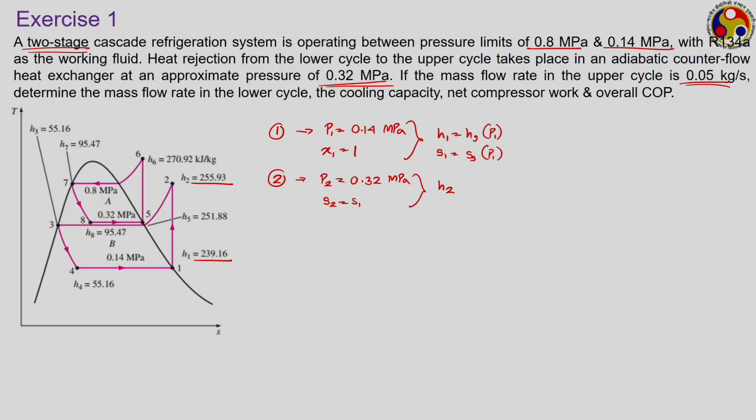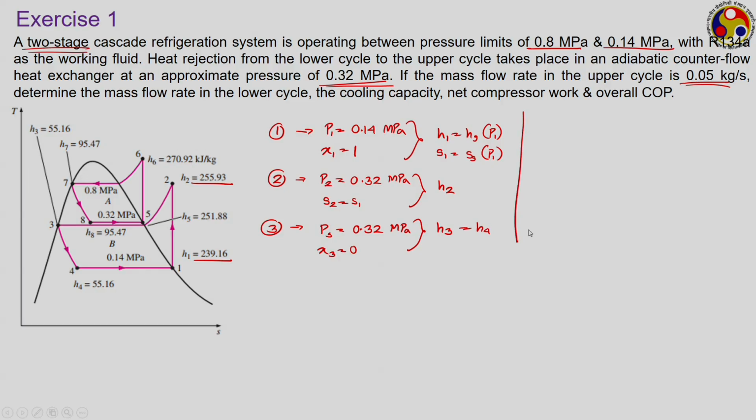What other points do we know? Okay, point number 3. This is the condenser for the bottoming cycle, where the pressure is 0.32 megapascal and quality is equal to 0. So, you can easily calculate the value of H3, and we know H3 is equal to H4. So, we know the value of H4 as well, because 3 to 4 is an isenthalpic process.